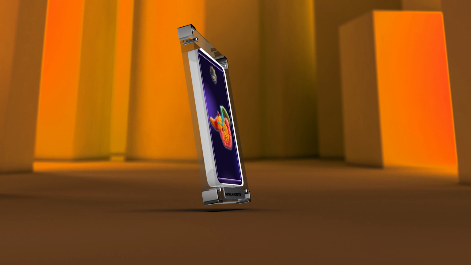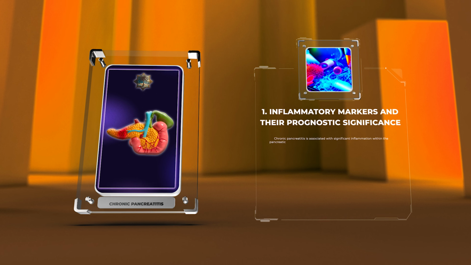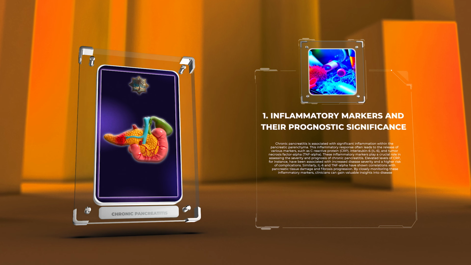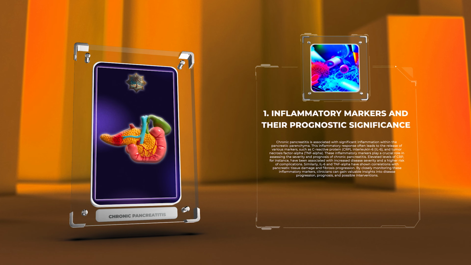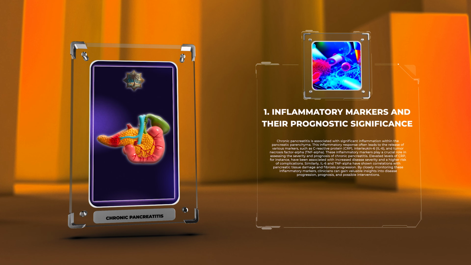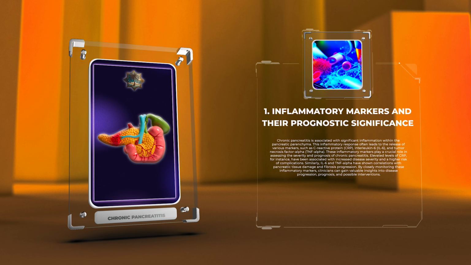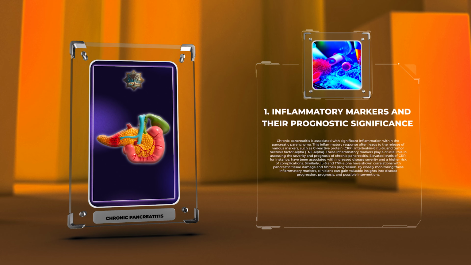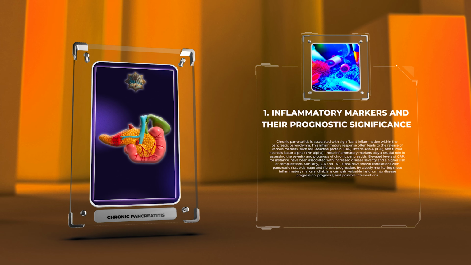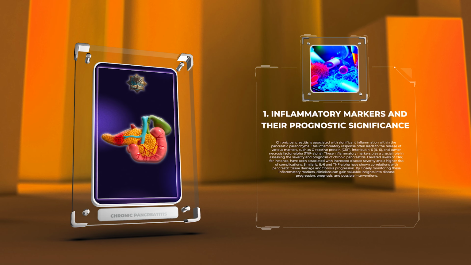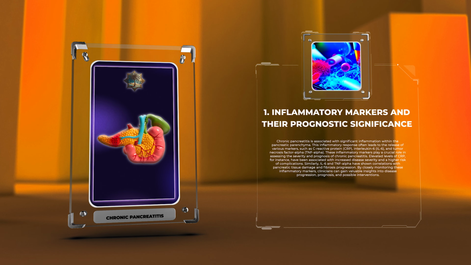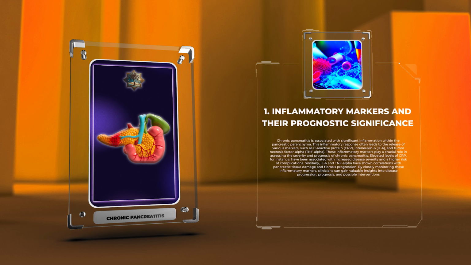Chronic pancreatitis is associated with significant inflammation within the pancreatic parenchyma. This inflammatory response often leads to the release of various markers, such as C-reactive protein, CRP, interleukin-6, IL-6, and tumor necrosis factor alpha, TNF-alpha. These inflammatory markers play a crucial role in assessing the severity and prognosis of chronic pancreatitis.